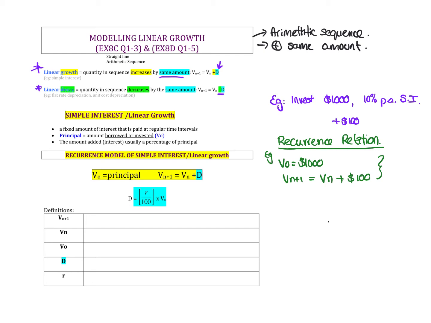So how did I work out the D? You can see here we've got a formula. When I was working out 10%, what I actually did is 10 over 100 times the V0, which was 1,000, and that's how I found that I was adding 100 every time. Okay, so that's our financial modelling of an arithmetic sequence.